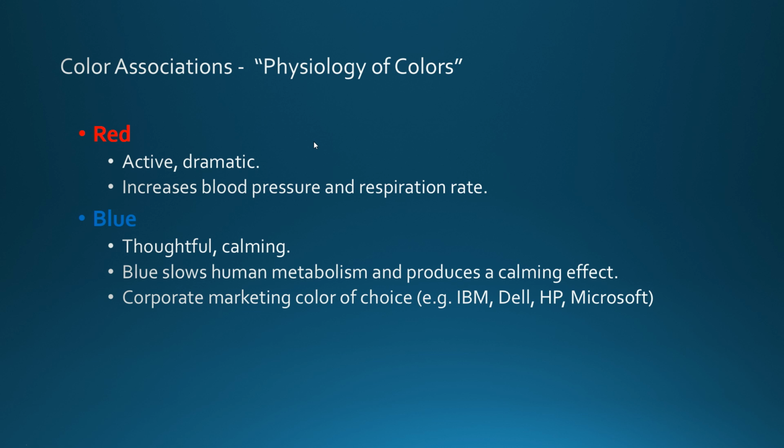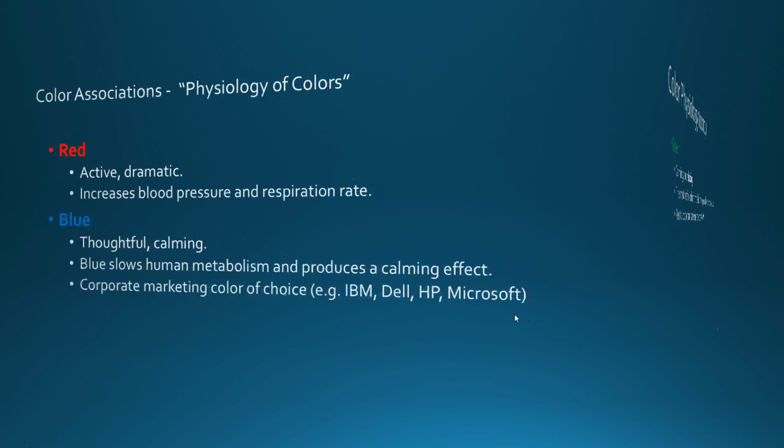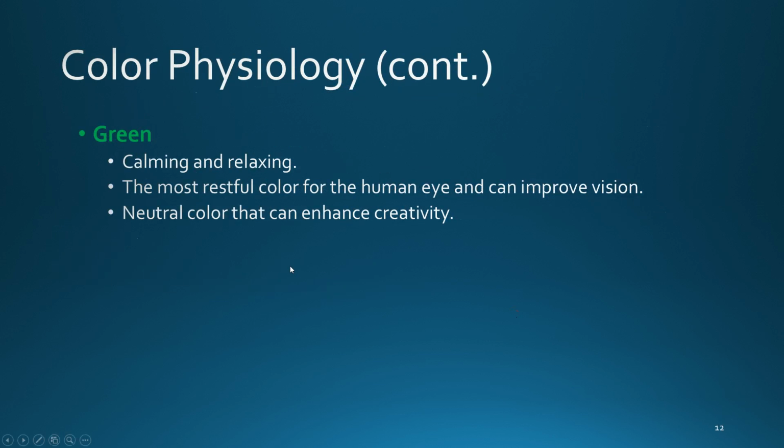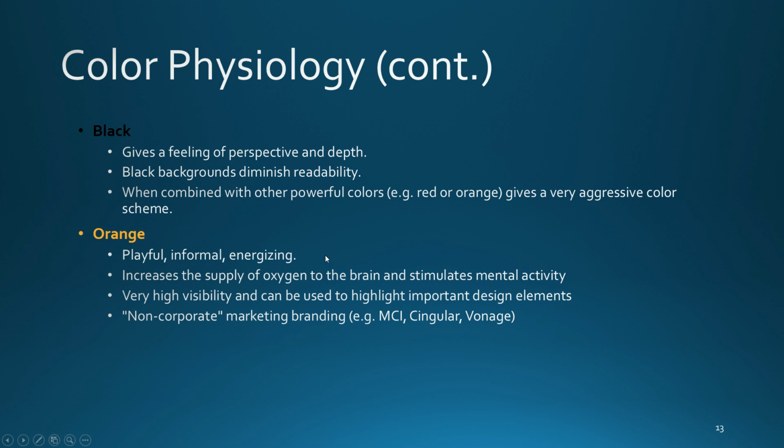Red, it's an alert, it's dramatic. Again, what does it mean? It always means a stop sign, stop. Blue, thoughtful, calming. A lot of companies, even Boeing, have a corporate logo with blue, IBM, Dell. As soon as you see these names, you can almost picture those colors associated with them, that bluish color. There are even other companies that have green as their company logo, a neutral color, which is more restful to the human eye. Orange, it's playful. Again, there's the non-corporate market branding like MCI and Vonage, things like that.